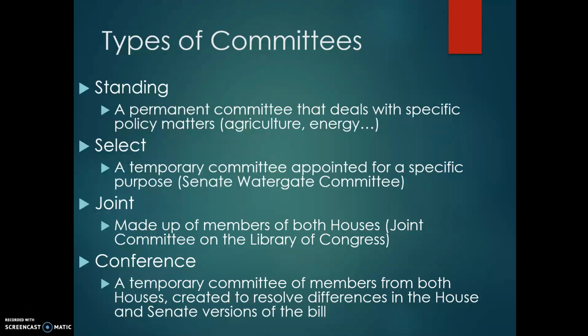Select committees are temporary committees to deal with a specific issue. Once the issue has been identified, investigated, and handled, then that select committee will cease to exist.